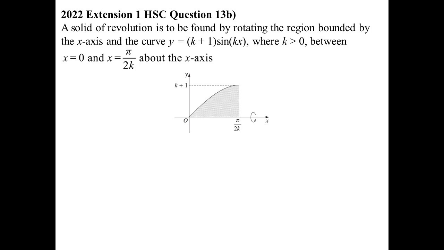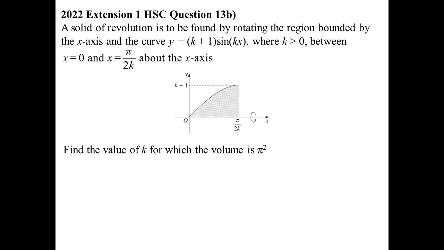So here was the one from last year. We're going to rotate this trig curve, but going between 0 and x equals pi on 2k. We just don't know what k is. Some number bigger than 0 though. Find the value of k for which the volume ends up being pi squared.